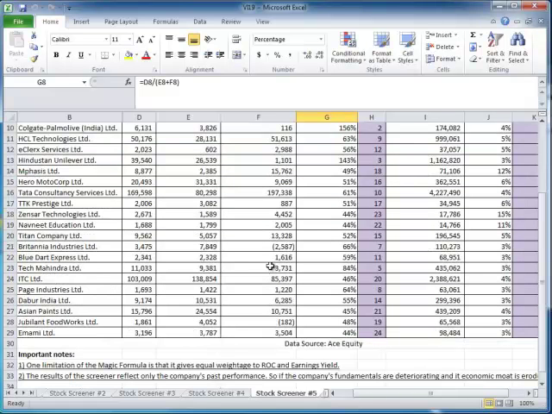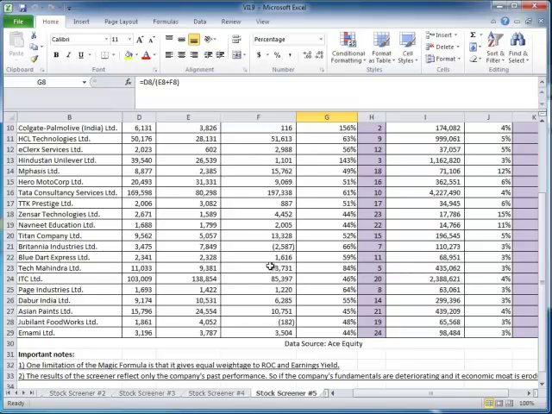Okay, so one of the limitations of the magic formula is that we do give equal weightage to return on capital and earnings yield. So it's not necessarily clear that this is always the right thing to do, but it seems straightforward in this case. But that is a limitation of this stock screener. And of course, another limitation is that the results only reflect the company's past performance. And that's the case actually with all these stock screeners. They typically reflect previous earnings, and so on.